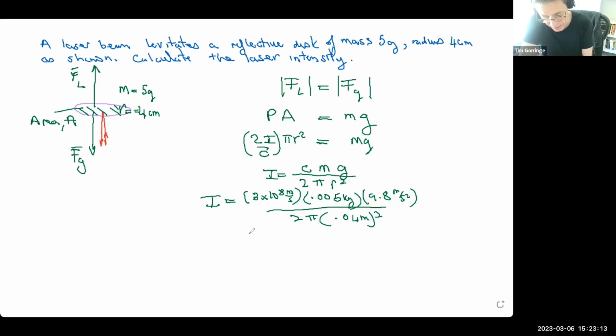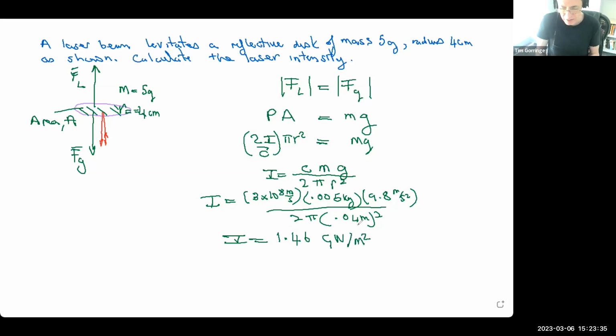And if we go ahead and calculate this quantity, I've already done that, I just need to look it up here. It was 1.46. It's 1.46 times 10 to the 9 watts per square meter, or just 1.46 gigawatts per square meter. A gigawatt is 10 to the 9 watts.